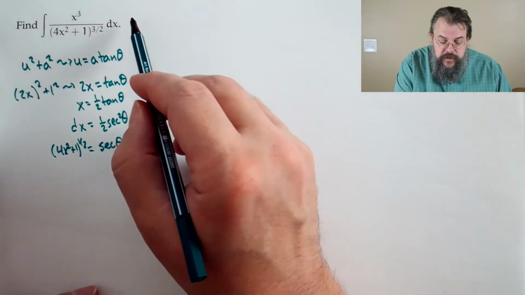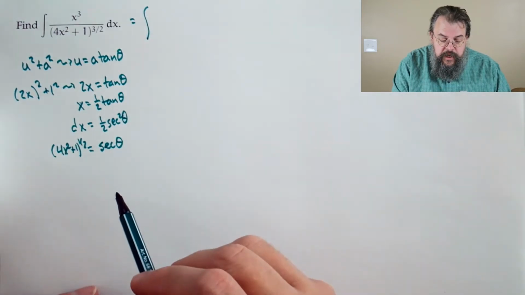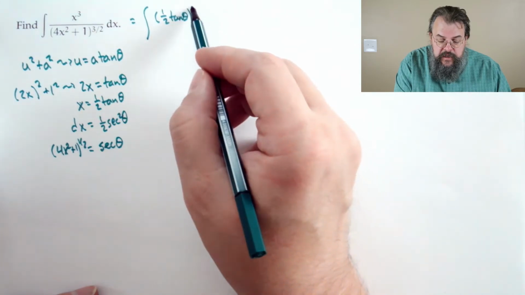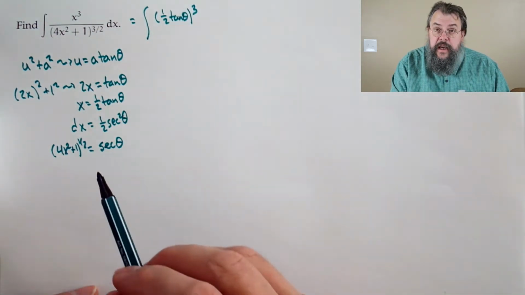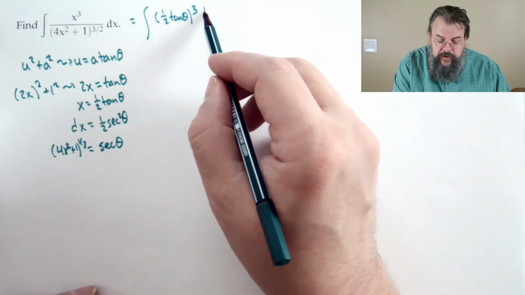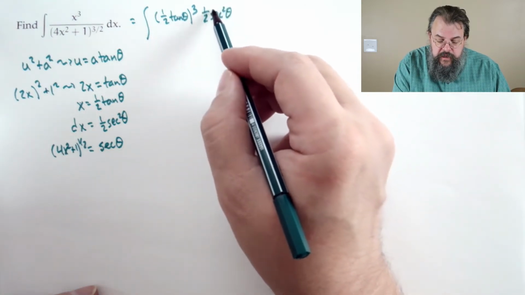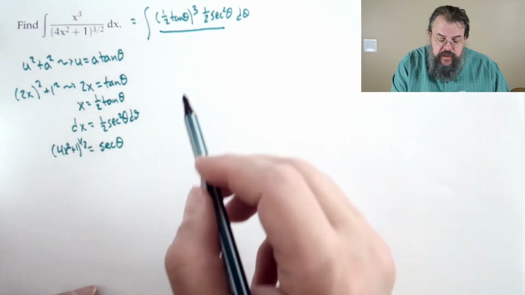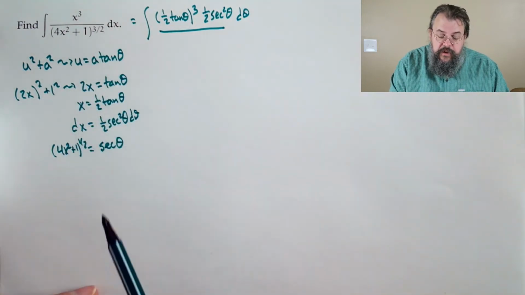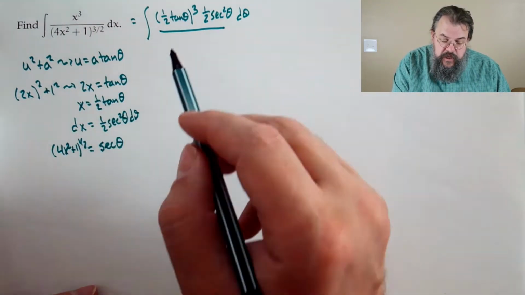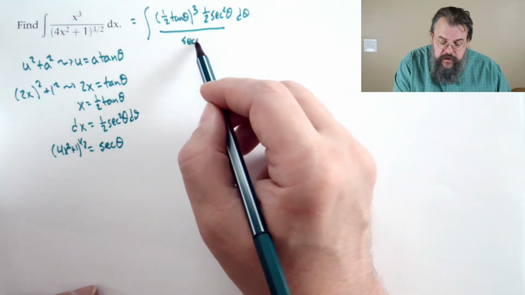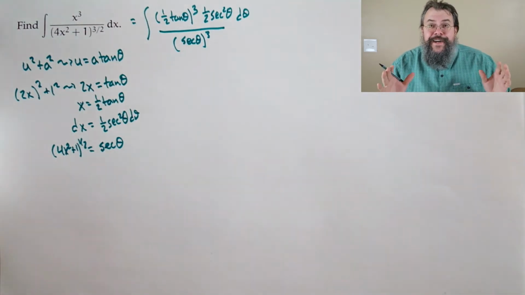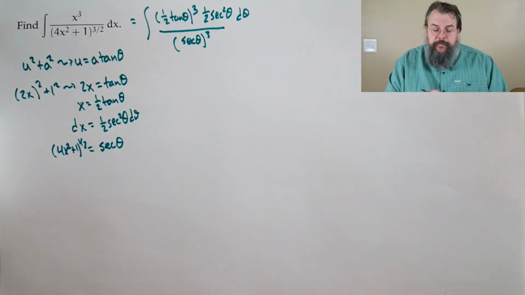Okay, so this integral becomes: our x cubed is 1/2 tangent theta cubed, our dx is 1/2 secant squared theta, and whoops, forgot the d theta again. Downstairs, this (4x squared plus 1) to the 3/2 would be secant theta cubed. And there we go. That's the integral that we need to work on.